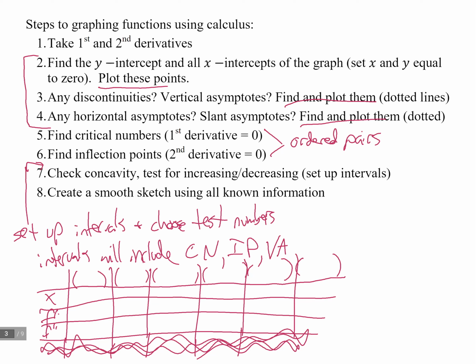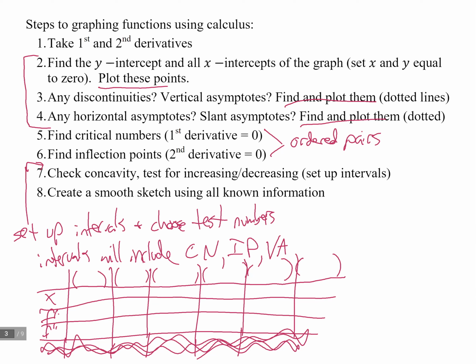Okay? Now, in each one of these intervals, we're going to decide that we're increasing and concave up, or increasing and concave down, or decreasing and concave up, or decreasing and concave down. There's only 4 ways that this can go. Okay? But you got to also remember that you can have a vertical asymptote.